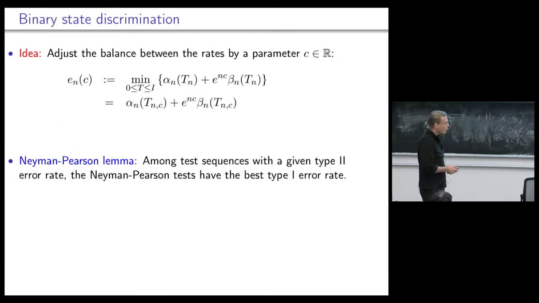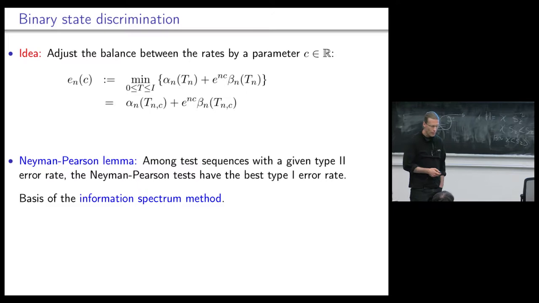That's very good. And this equality here can be rephrased as the so-called Neyman-Pearson lemma. So this minimization can be rephrased as: if you are looking at all tests with a given type 2 error rate, so we fix somehow the exponential behavior of this, then among such tests with a fixed type 2 error rate, the Neyman-Pearson test will have the lowest type 1 error rate. So when you want to optimize these two error rates, then it is enough to consider Neyman-Pearson tests always. You don't have to consider general measurements. Okay. This is the content of the Neyman-Pearson lemma.